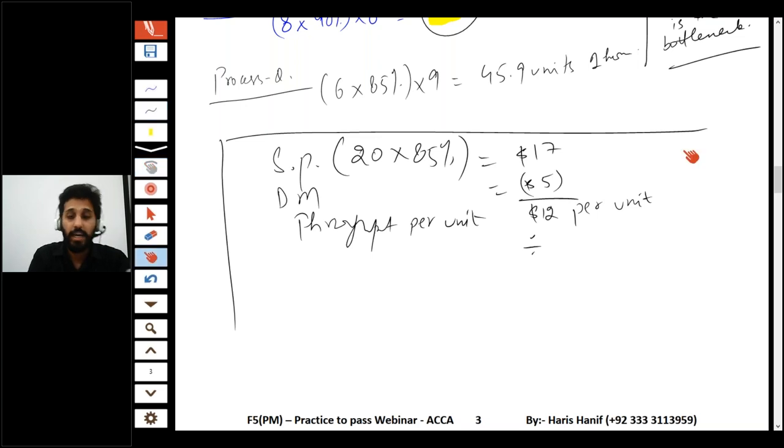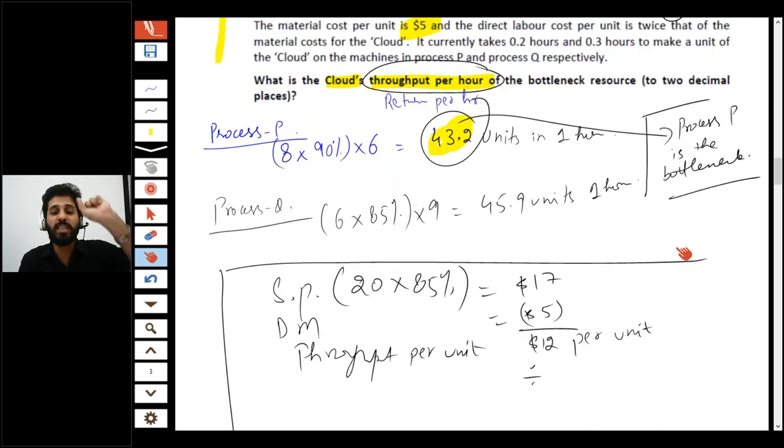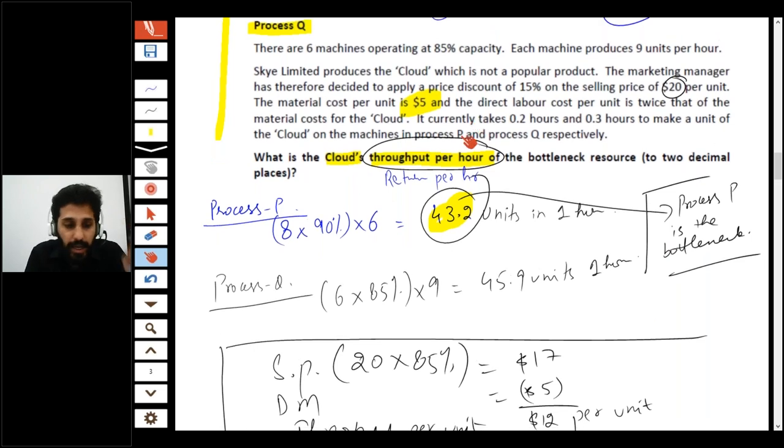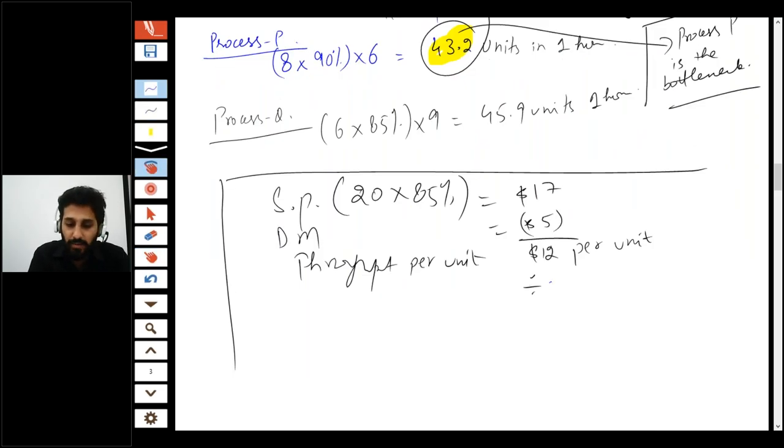divided by bottleneck. Which process is the bottleneck? Process P is the bottleneck, and it currently takes 0.2 hours and 0.3 hours to make a unit on machine P and Q respectively. Now I will be taking that process P bottleneck. So it is 0.2. So you should simply divide it by 0.2 and you will get $60 per hour. That's the bottleneck.